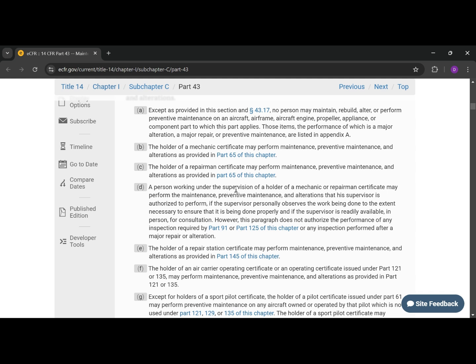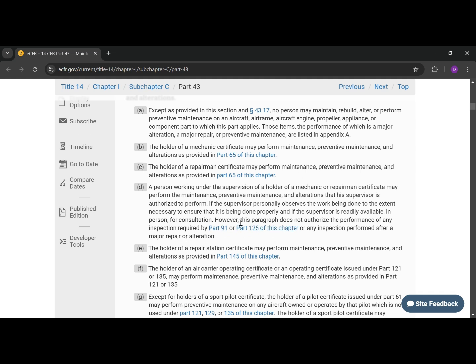A person working under the supervision of a holder of a mechanic or repairman certificate may perform the maintenance, preventative maintenance, and alterations that his supervisor is authorized to perform, if the supervisor personally observes the work being done to the extent necessary to ensure that it is being done properly, and if the supervisor is readily available in person for consultation. However, this paragraph does not authorize the performance of any inspection required by Part 91 or Part 125 of this chapter, or any inspection performed after a major repair or alteration.